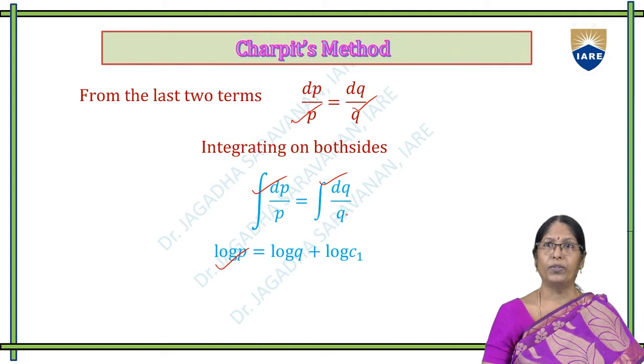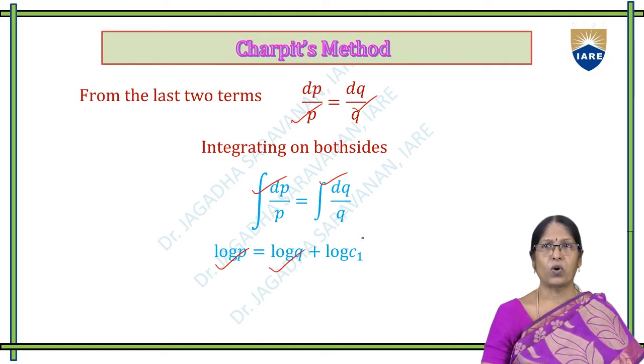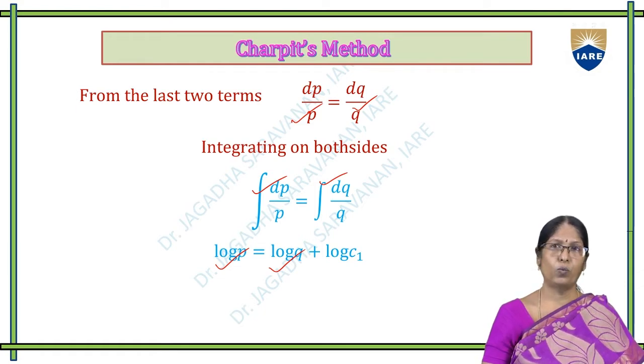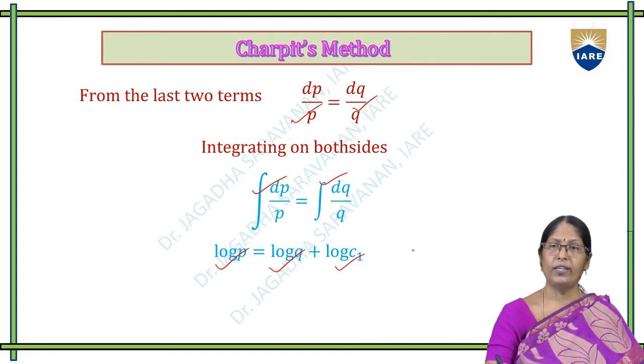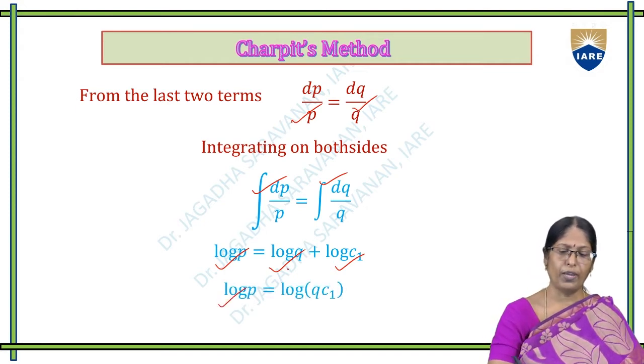dq by q, the integral is log q, plus the constant we should add. But the already integrated terms are in logarithmic form, so we are adding the constant as log c1. So the next one is log p.